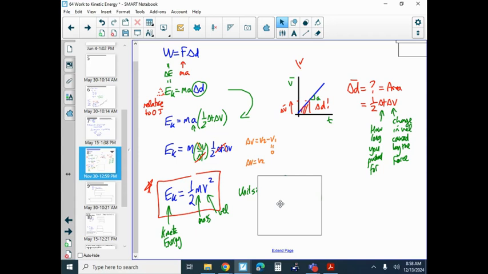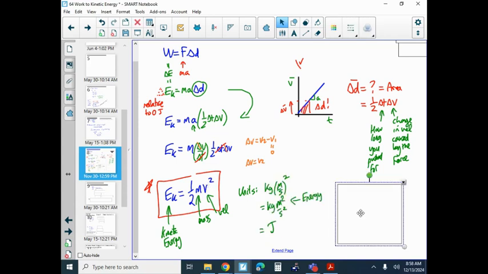Units for that, if you're checking it out, we'd have kilograms, and we'd have meters squared and seconds squared, which if you remember, is the units for energy, right? That's the so-called joule, named after Mr. Joule, James Joule, something like that.